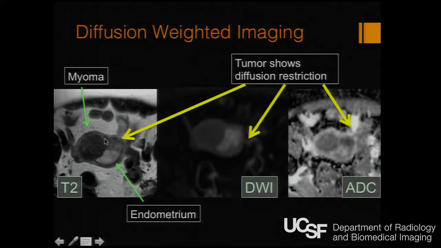And it can be difficult to figure out which part of this is tumor and which part of this is not tumor. But if we look at where the tumor is restricted on diffusion-weighted imaging, has a low ADC, we can clearly identify that this portion is the portion that is tumor. And so that helps. And we'll revisit this idea of diffusion-weighted imaging being useful in detection later on in this talk.